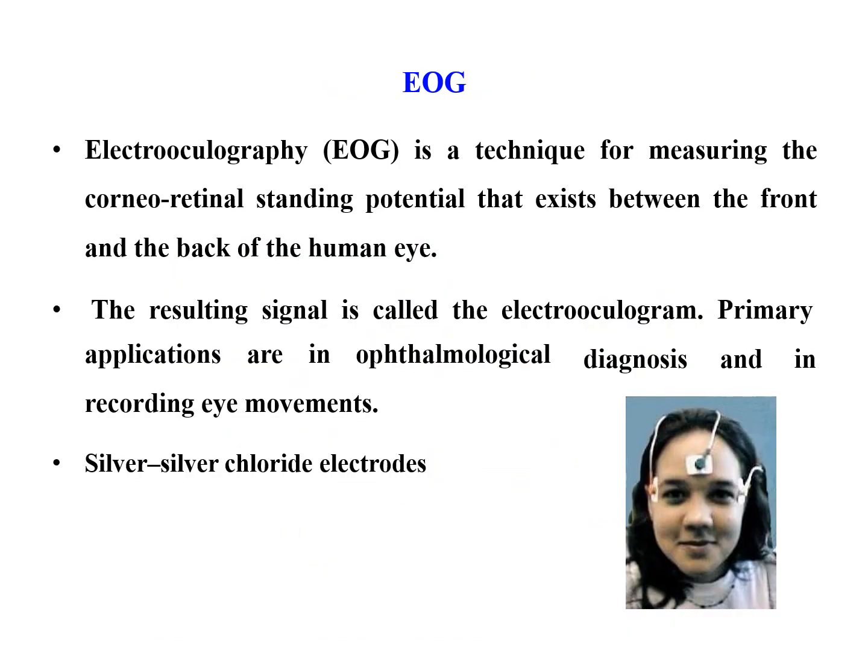The next one is EOG, electrooculogram. Oculography is a technique for measuring the corneoretinal standing potential that exists between the front and back of the human eye. In this diagram, one electrode is placed on the forehead and two others are placed at the sides of the eyes. Silver chloride electrodes are used for electrooculogram measurement.